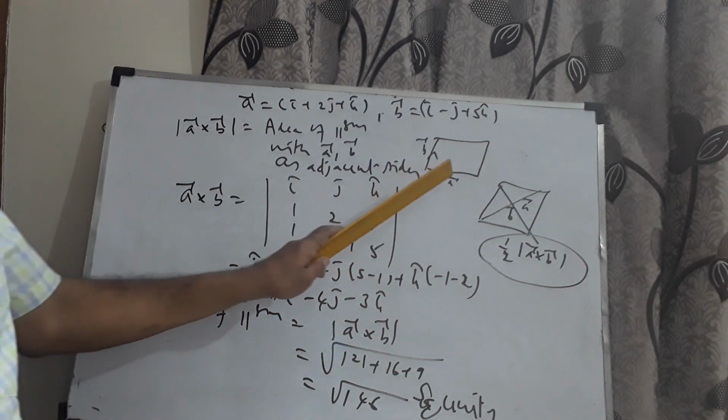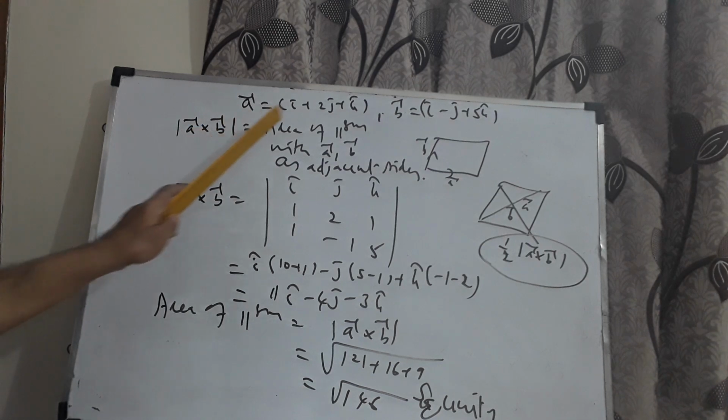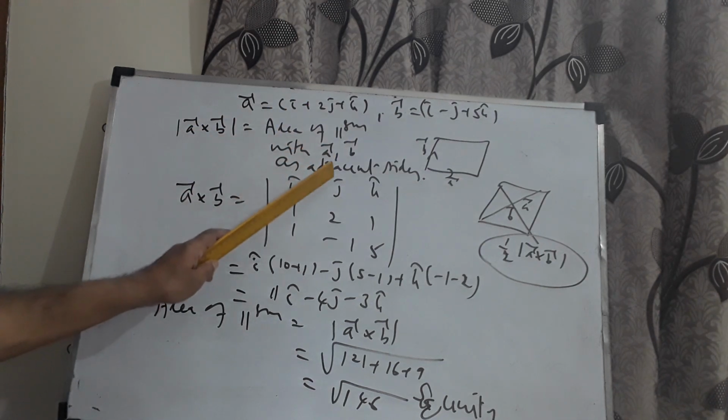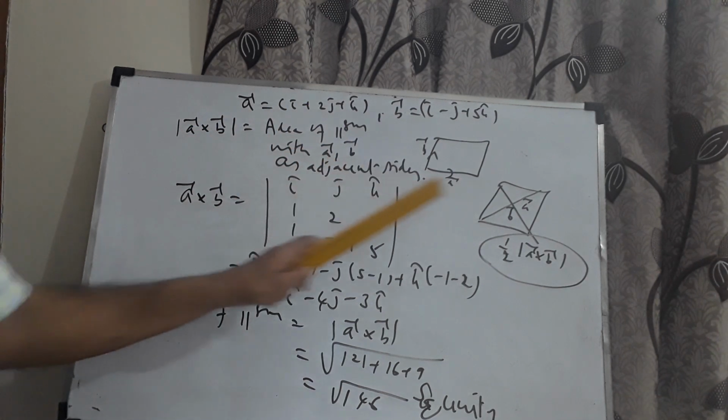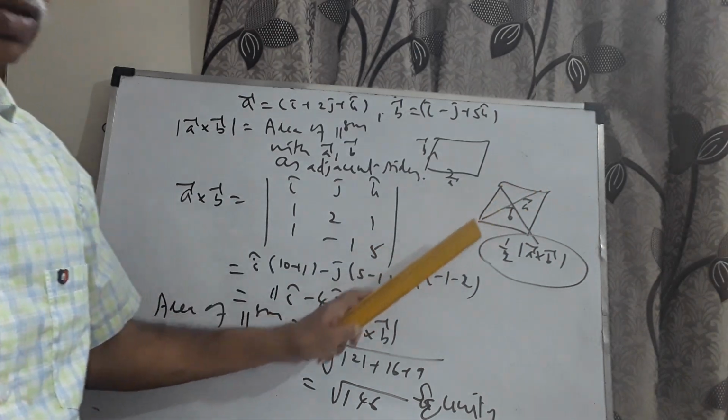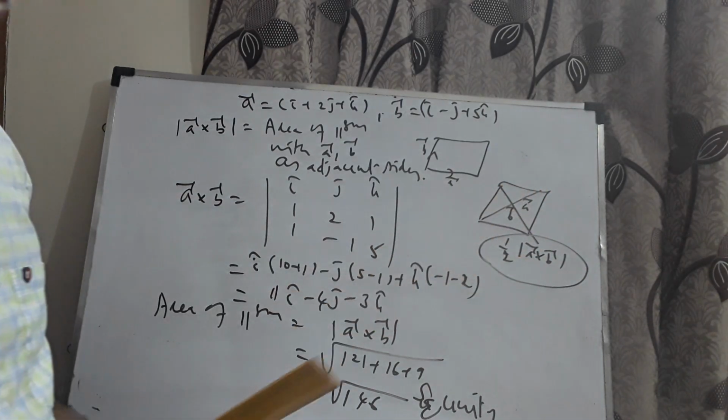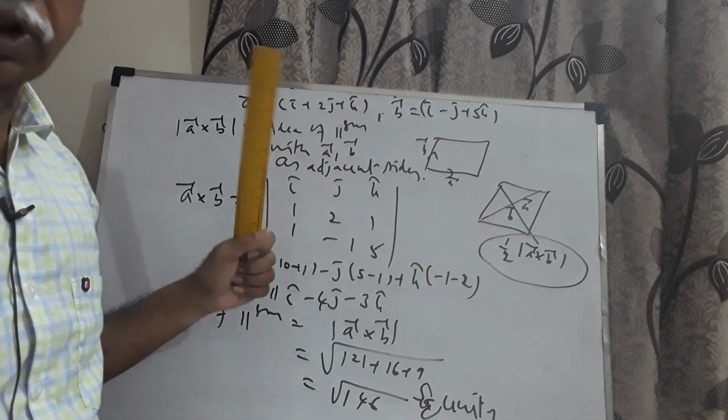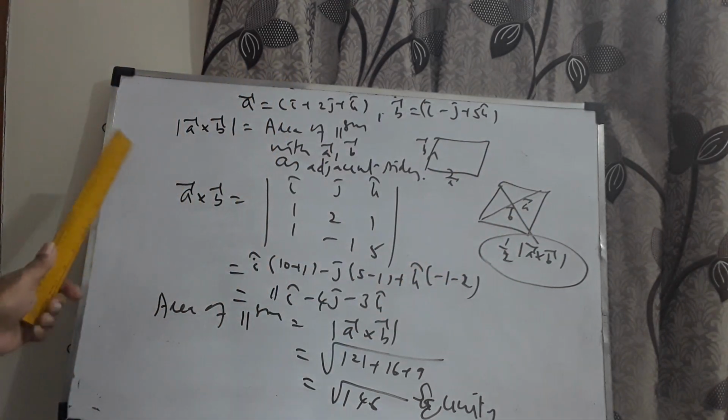If A vector, B vector are adjacent sides, mod A cross B is the formula for the area of the parallelogram. A vector, B vector adjacent sides of the parallelogram. If those A vector, B vector are diagonals of the parallelogram, half mod A cross B is the formula. The proof of which I gave long back in one of the videos anyway.